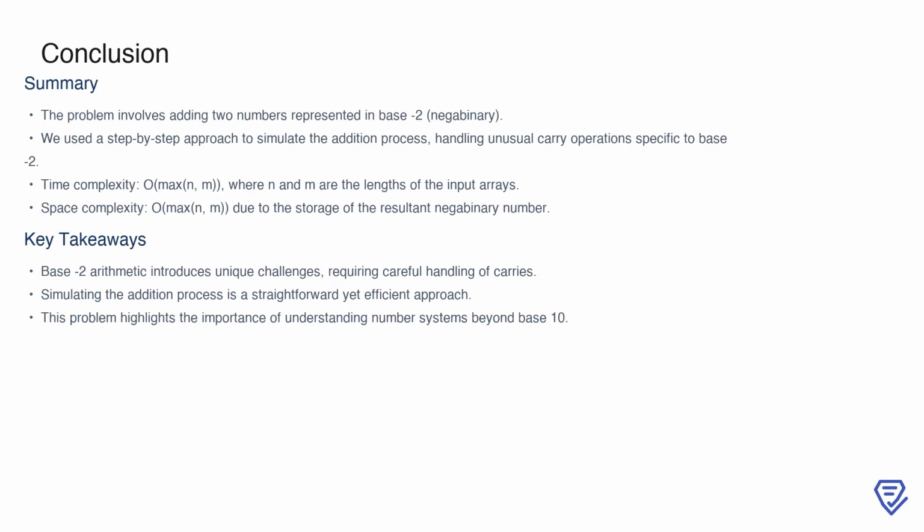To wrap up, we've summarized the key points from solving the adding two Negabinary numbers problem. We walked through the algorithm, discussed its time and space complexities, and highlighted the unique challenges of base -2 arithmetic. Remember, problems like this can deepen your understanding of unconventional number systems.